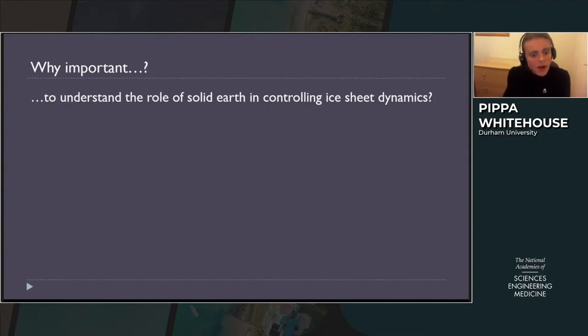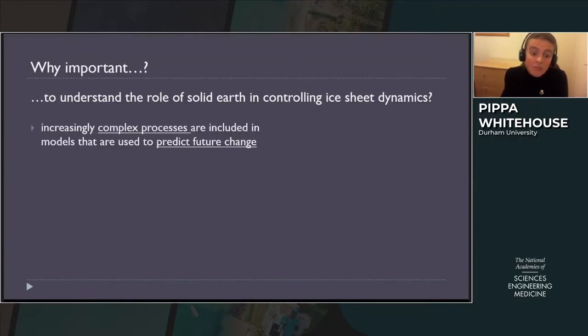And we hadn't really thought about whether there are other details in there, perhaps from a solid earth community, that actually needed to be included as we're modeling the ice sheets. The reason it's important to get these processes right is because they're included in models that are being used to predict future change. So we've had subsidence and rebound included in models for a while, but we're including more complex versions of those processes now. And we need to get those details right.